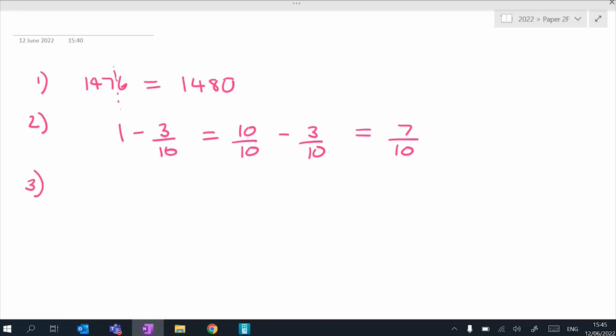Question 3 gives me a list of numbers and I want to write down the mode. Okay, so the mode is the one that appears the most. So in that list of numbers, you should get the answer 3.